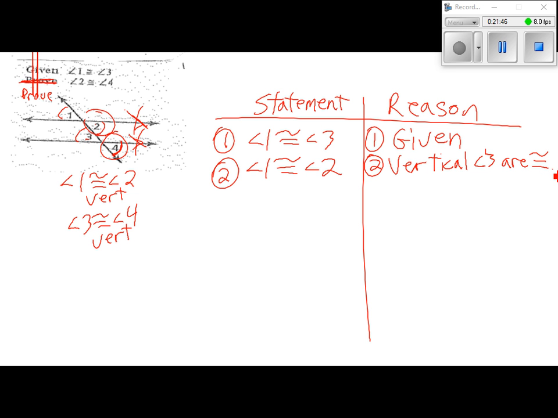Looking at 1 and 2, what do you notice? 3 and 2. If they're both the same as angle 1, then what has to be true about 3 and 2 here? Angle 2 is congruent to angle 3. Isn't there a property that says two angles congruent to the same angle are congruent? How did we know 2 and 3 were congruent? Substitution property.